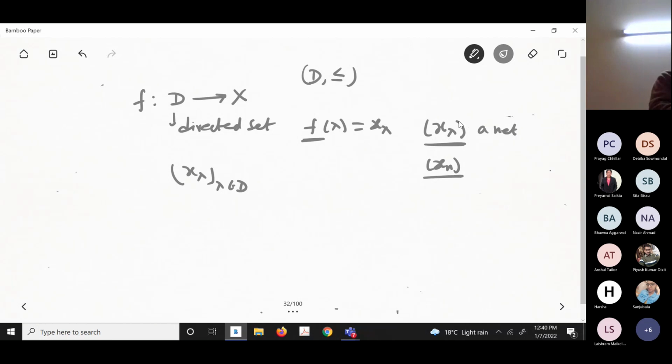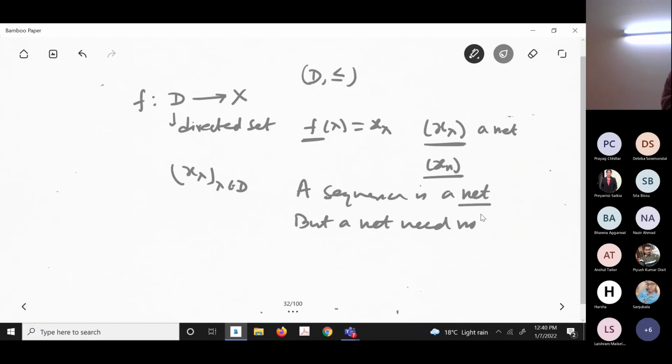Okay. So by this definition, a sequence is a net, but a net need not be a sequence. That I will give you. That's the thing.